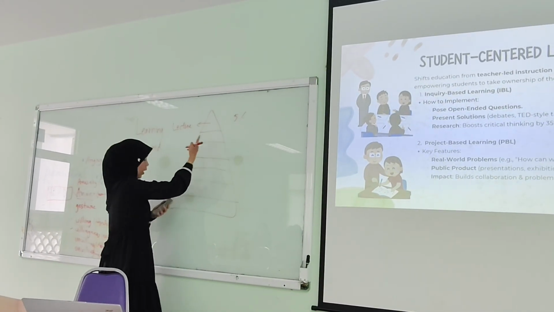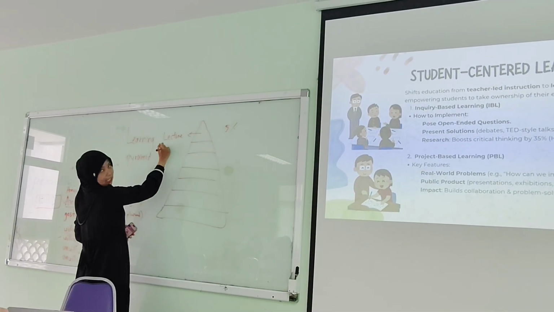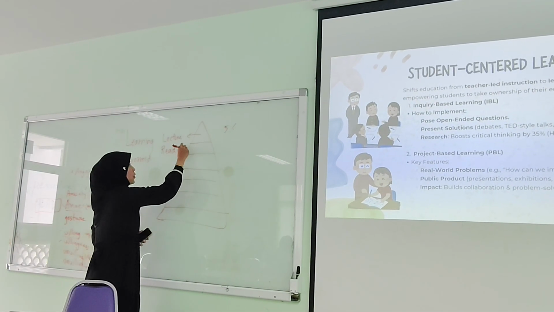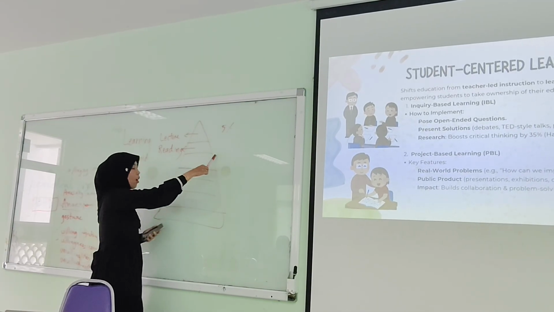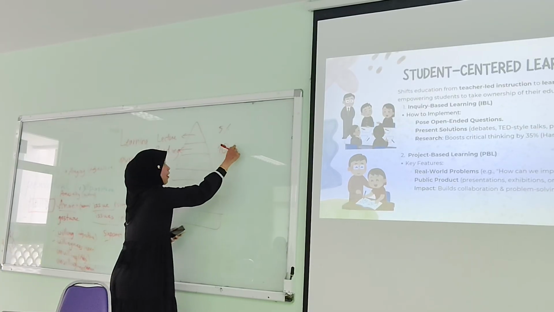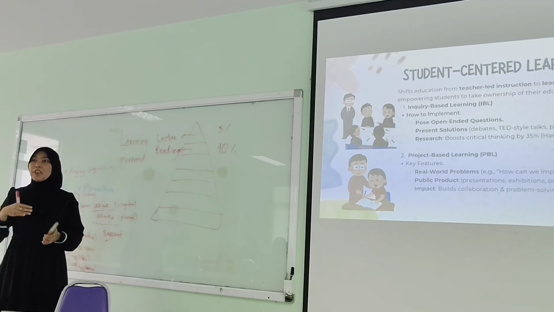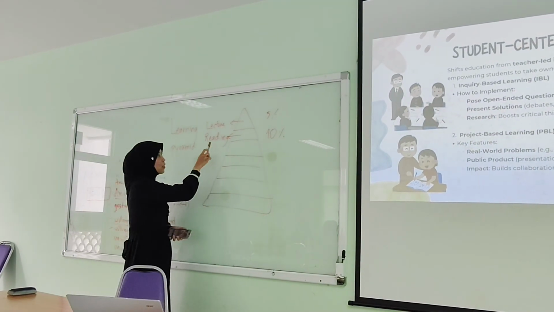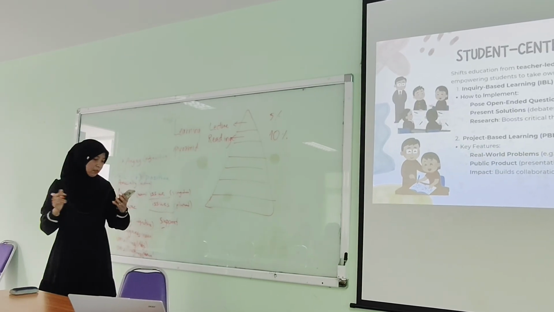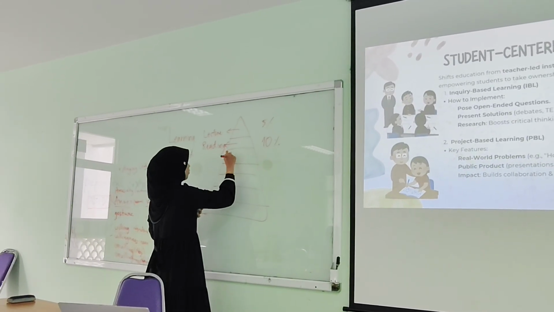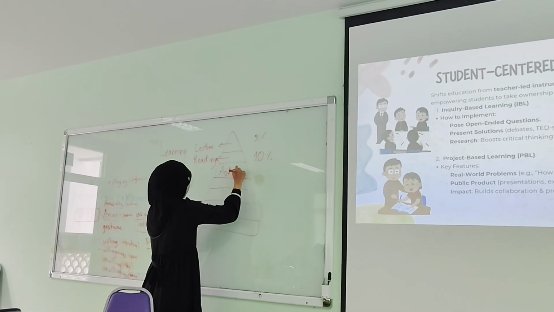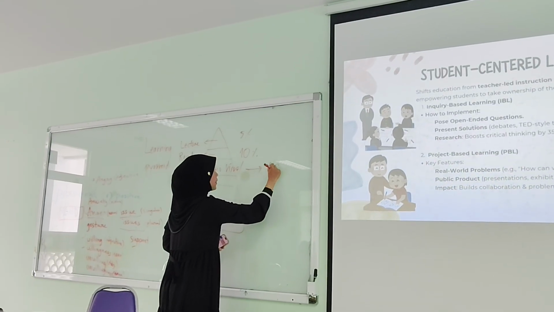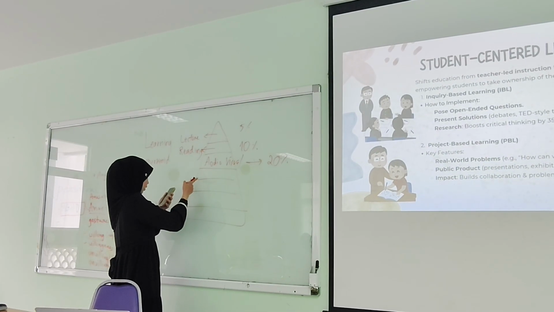Another one is reading. They said reading is just 10%. If you give the information and you try to make students understand, they maybe absorb just 10%. It's not effective. And another one, visual, just 20%.